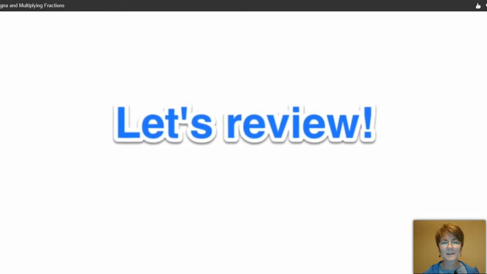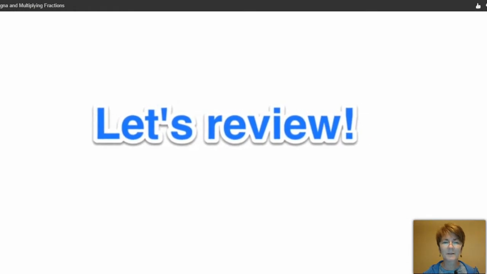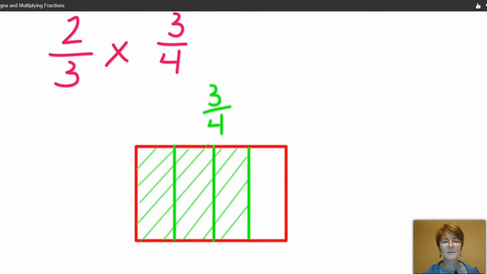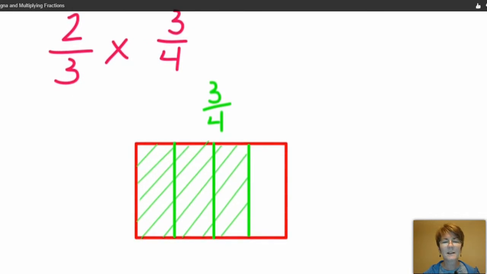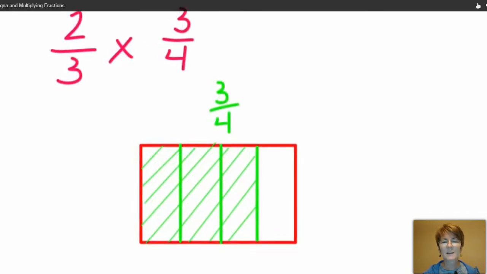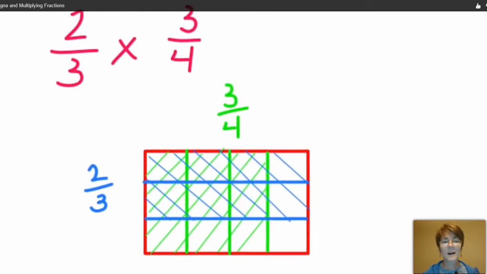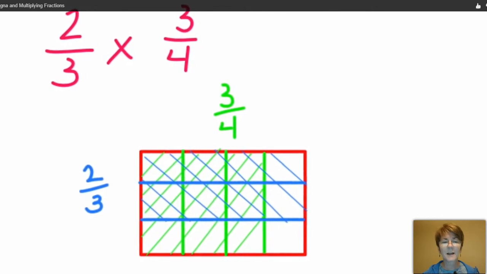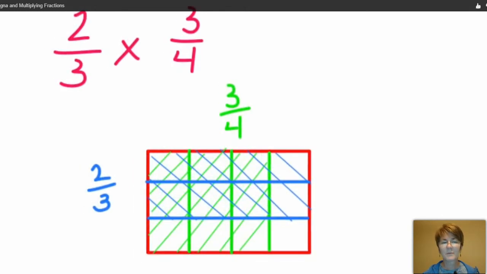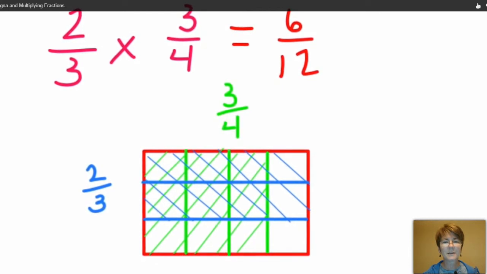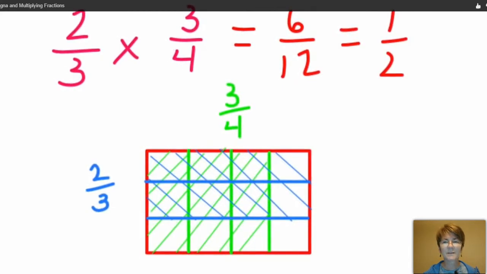Let's review what we just did. On your paper and grab your pencil, write down 2/3 times 3/4 and then make a generic rectangle. Take the 3/4 and divide one side of the rectangle into 4 pieces. Shade in 3 of the 4 to represent 3/4. Then take the 2/3, write it on the other side of the rectangle, divide that rectangle into 3 pieces, because 3 is the denominator, shade in 2 of them. The overlap is 6, so 6 out of 12 is the answer, and it can be simplified to 1/2.